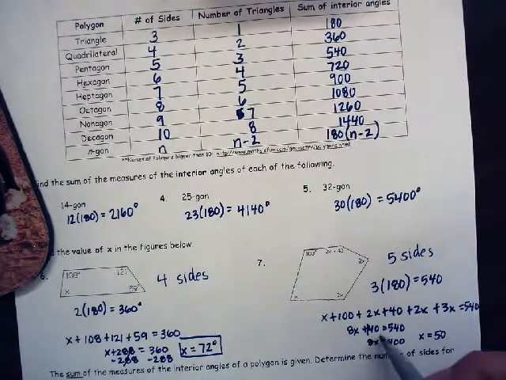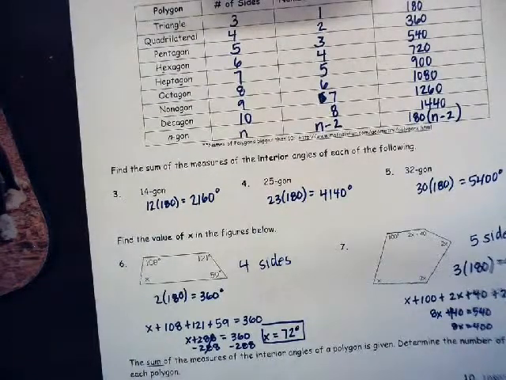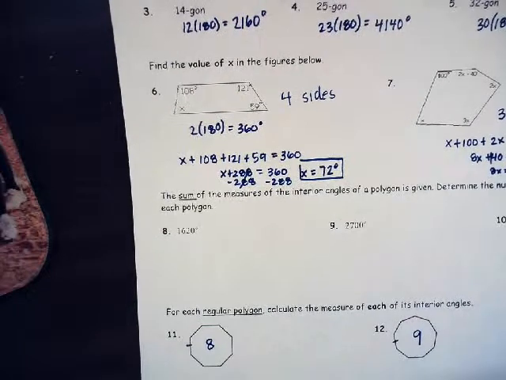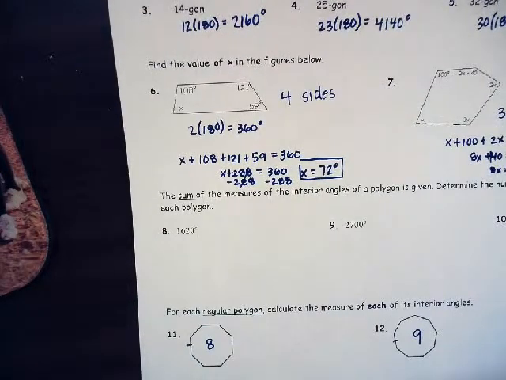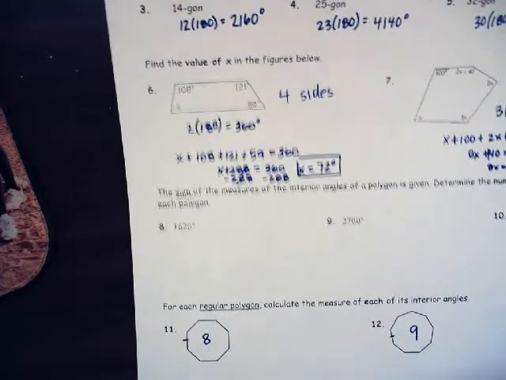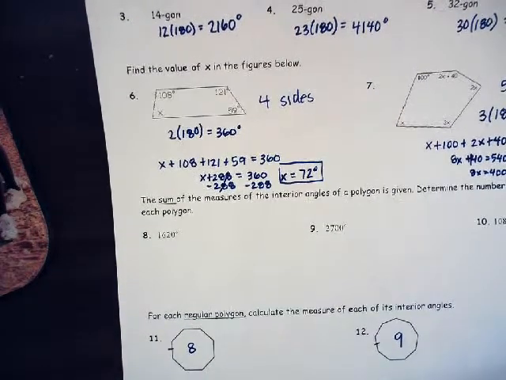If you guys got lost on this from here to here, I just subtracted 140 from both sides. All right. The sum of the measure of the interior angles of a polygon is given. Determine the number of sides. All right, how are we going to do it backwards now? This is asking us to work backwards.